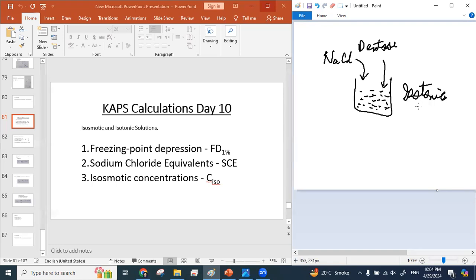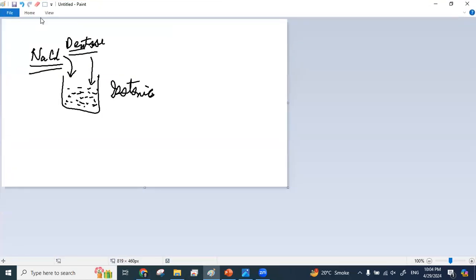This is clear to everyone. What are we going to do in this whole chapter? We are going to make solutions isotonic by adding some ingredient, one ingredient. Okay, this was the basics of this chapter.